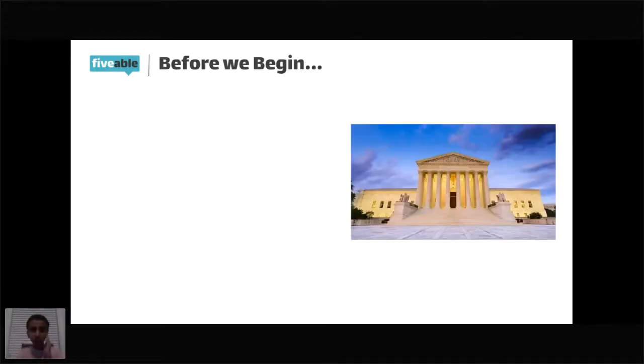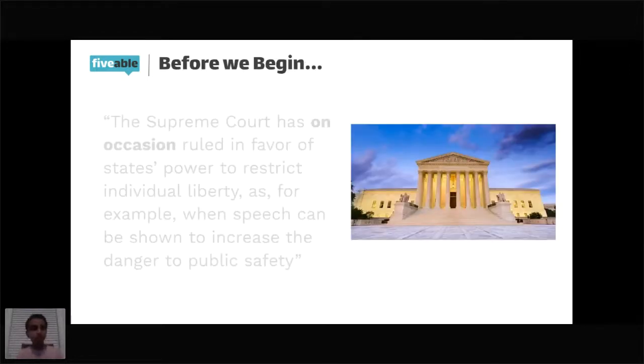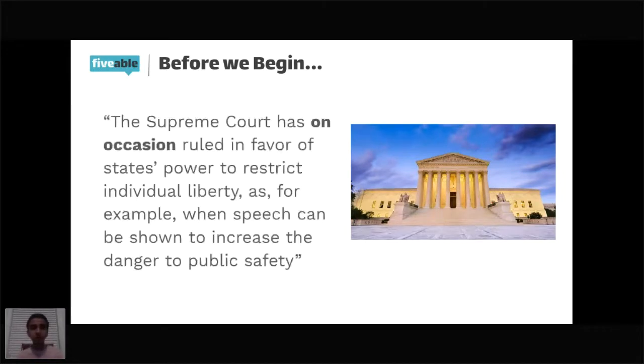All right, so before we begin, this is just something straight from the syllabus. The Supreme Court has on occasion ruled in favor of states' power to restrict individual liberty, as for example, when speech can be shown to increase the danger to public safety. So we'll see a public safety exception almost everywhere throughout this stream. However, in general, the Supreme Court has tended to increase the liberties of people, especially when we have a liberal court. However, there's almost always a public safety exception.